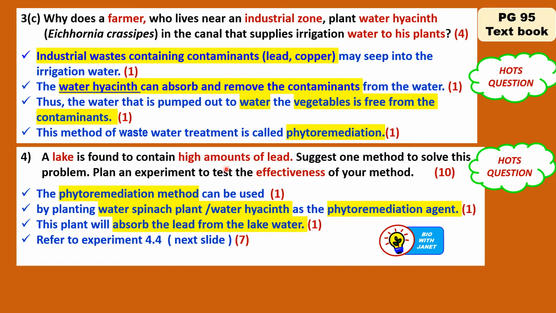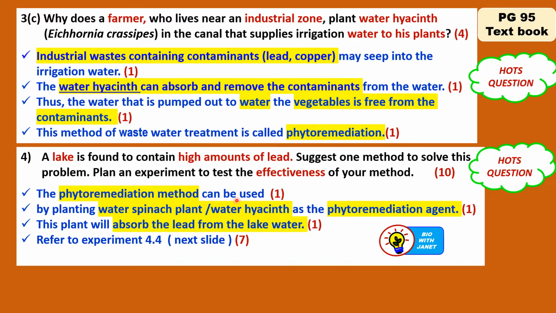Right, let's go on to question 4. A lake is found to contain high amounts of lead. Suggest one method to solve this problem. And secondly, plan an experiment to test the effectiveness of your method. Right, so take note that the lake has high amounts of heavy metal, that is lead. So how to solve this problem? We can remove the lead by using the phytoremediation method.